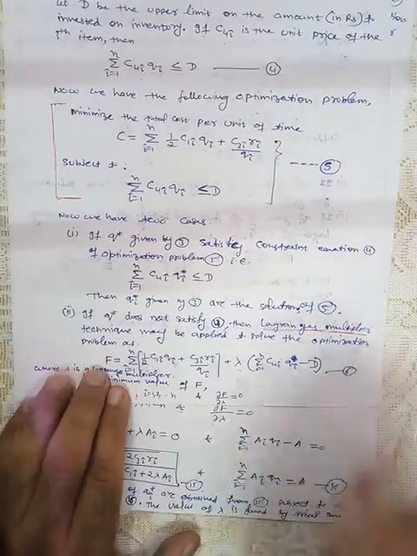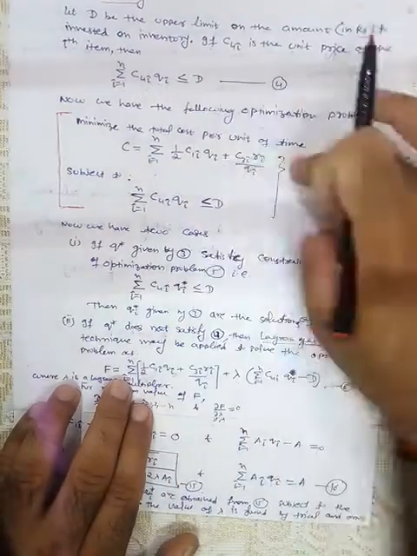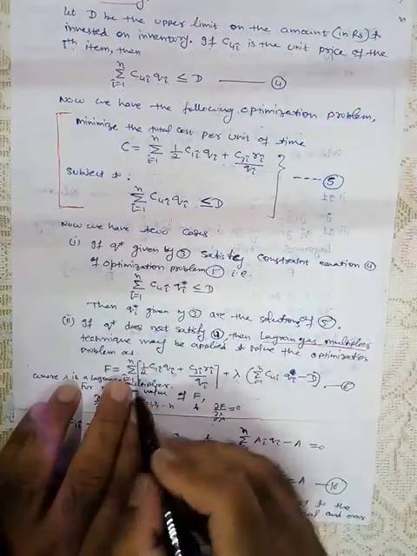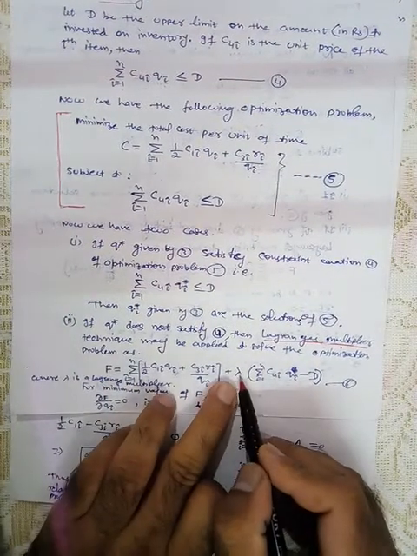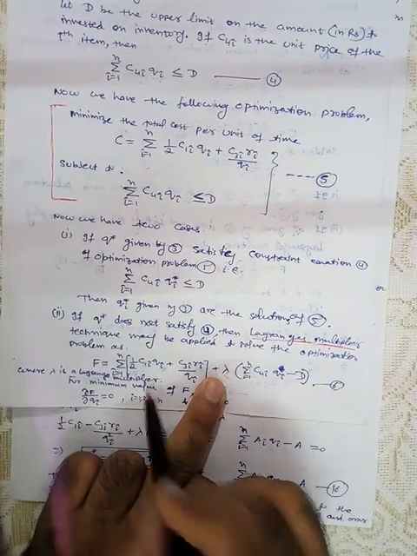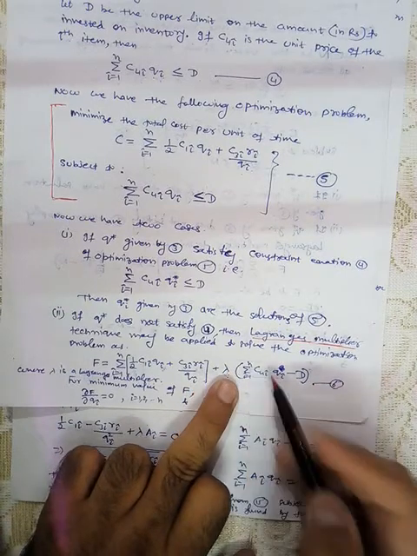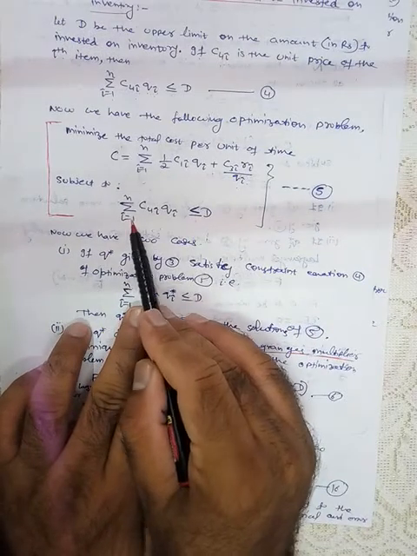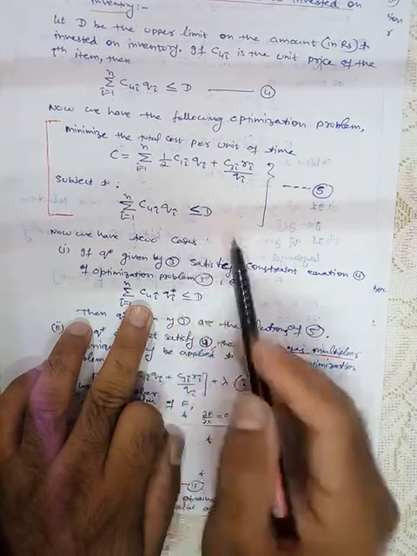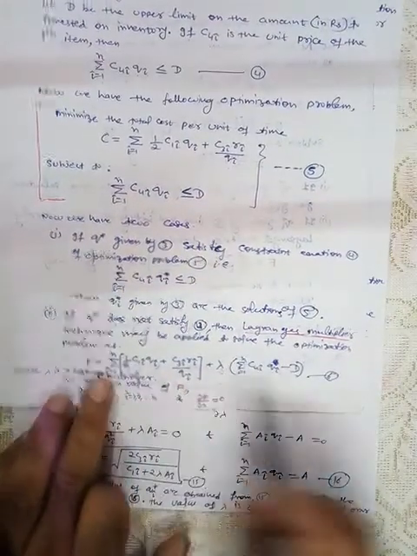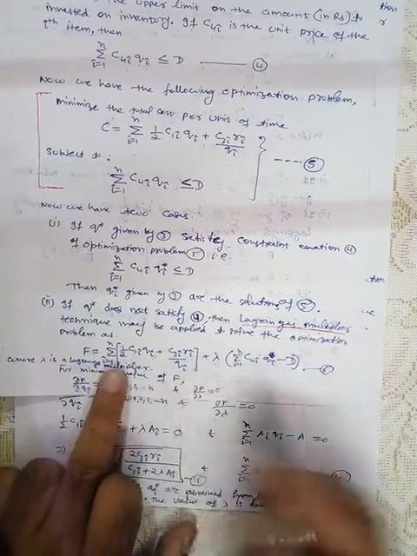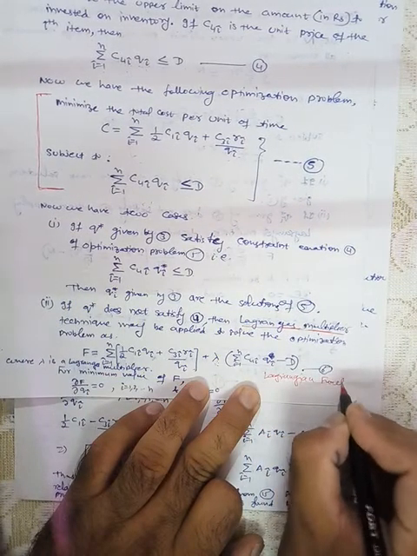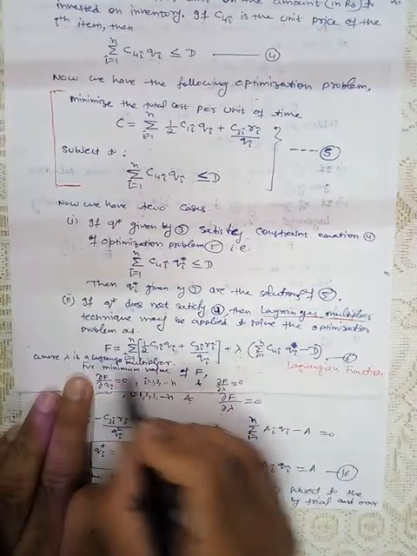What is the Lagrange multiplier technique? Here we will combine the objective as well as the constraint in a single function. So this is our cost function plus lambda, where lambda is the Lagrange multiplier, multiplied by this constraint. We take the right hand part of the constraint to the left side, so summation of C4i Qi minus D is multiplied by lambda. This is called our Lagrangian function, and lambda is nothing but the Lagrange multiplier.